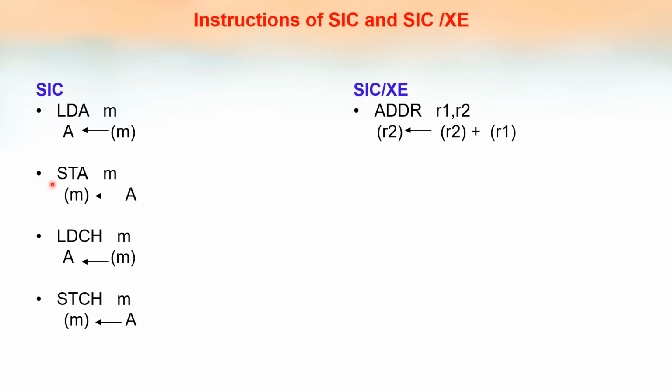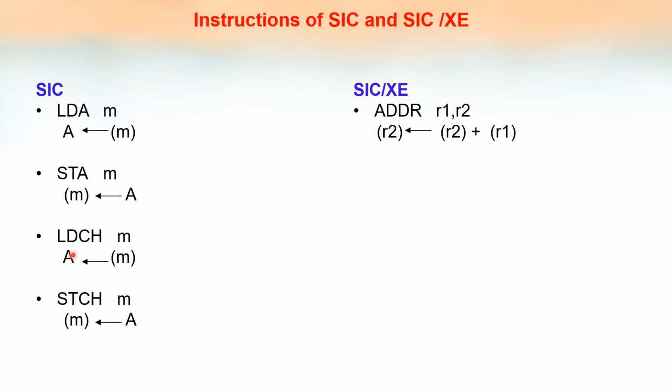Next instruction is STA M. STA is the opposite of LDA, which means store the accumulator content to the memory address M. So the value in the accumulator is stored into the memory address.